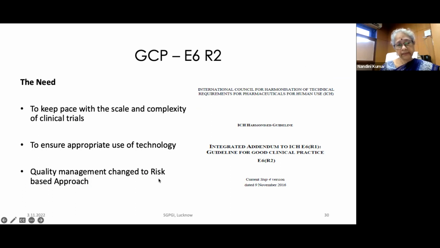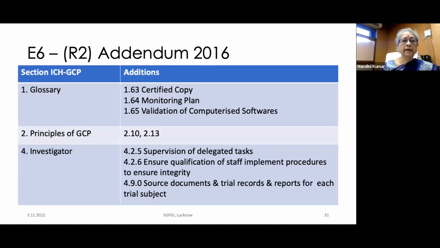You will see in subsequent slides, it became a risk-based approach. They emphasized that. So in the addendum glossary, you have other additions. This is just to apprise you of the changes. I'm not going to describe it in detail. In the investigator's role, they added certain other elements.